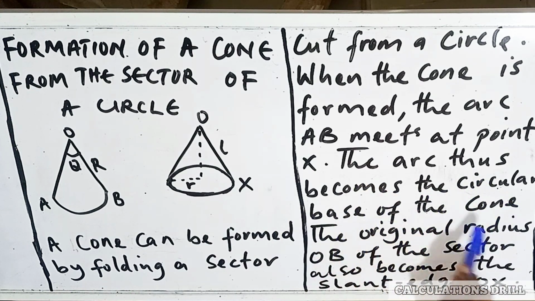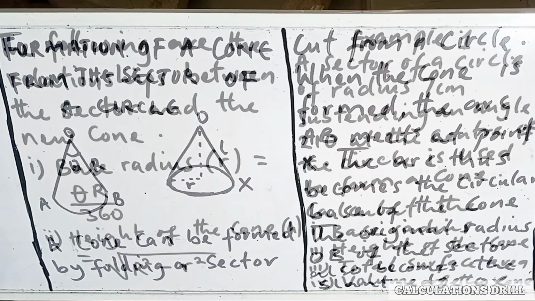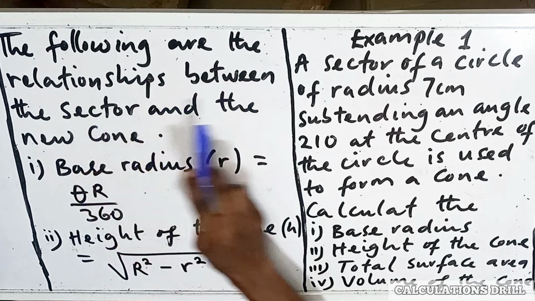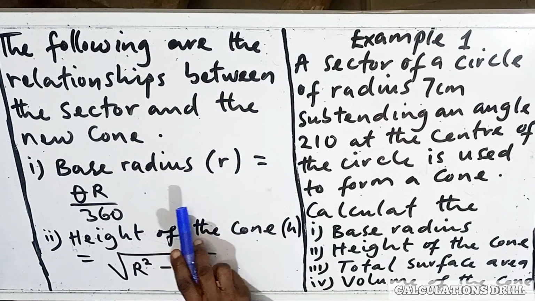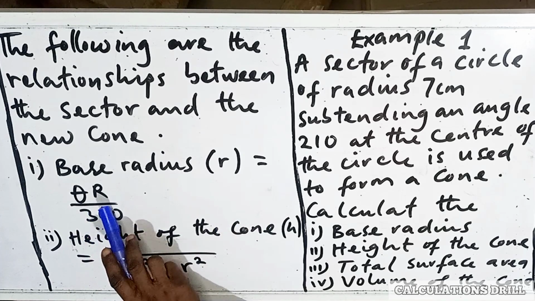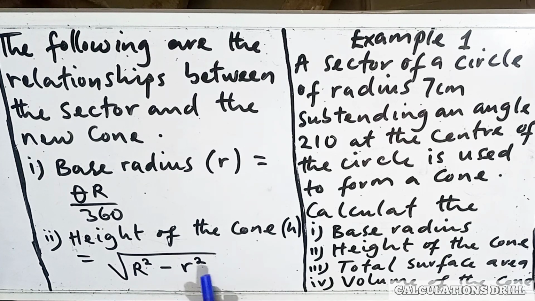And the original radius OB of the sector, as you can see, also becomes the slant edge OX. You can see it there. The following are the relationships between the sector and the new cone formed. Base radius r equals theta times capital R over 360. The height of the cone equals the square root of capital R squared minus small r squared.